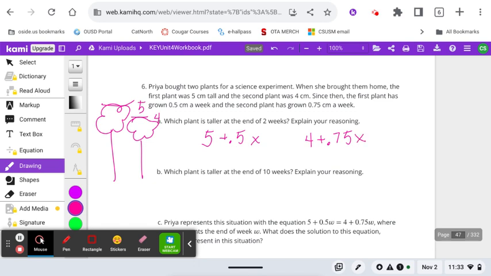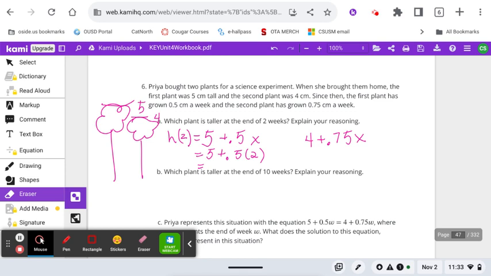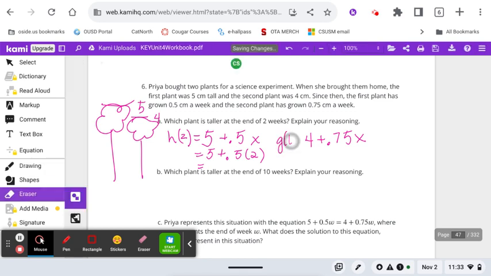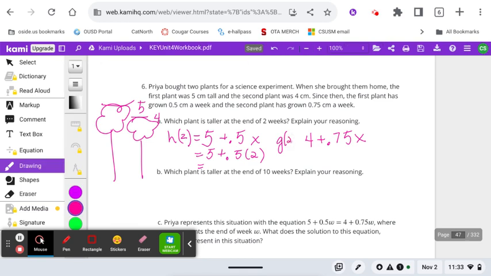And which plant is taller at the end of 2 weeks? That means that we are going to get a height after 2 weeks on both of these. So plug in 2, put that into your calculator and see what you get. Height, let's call the other function plant 2, whatever, G. And the height for this one is going to be 2 weeks. You're going to plug into a calculator and see what you get. So which plant is taller at the end of 2 weeks? Plug into, see what you get.